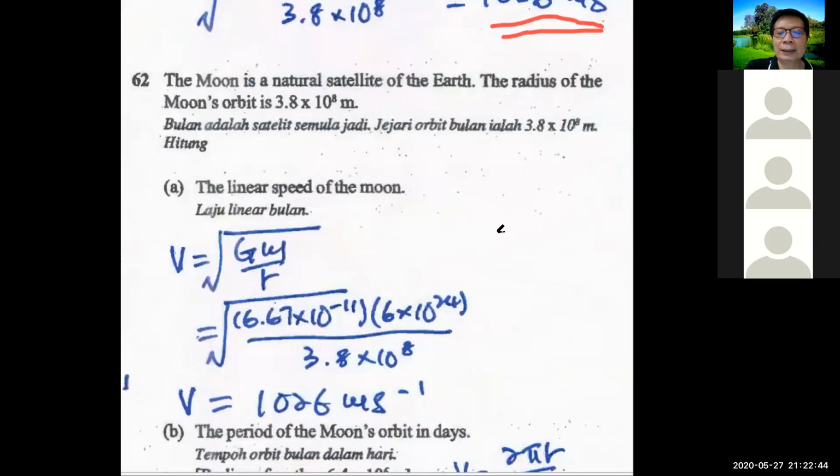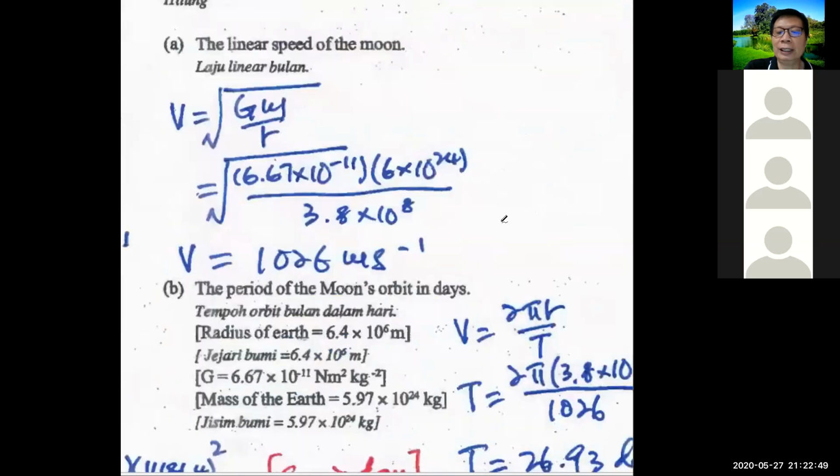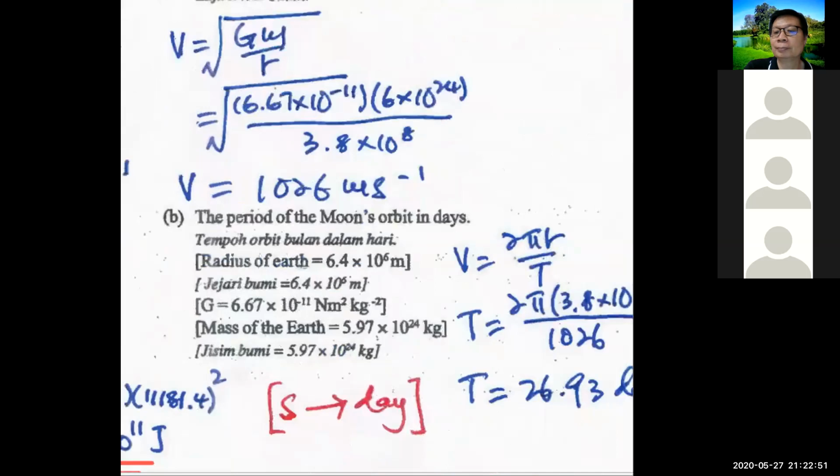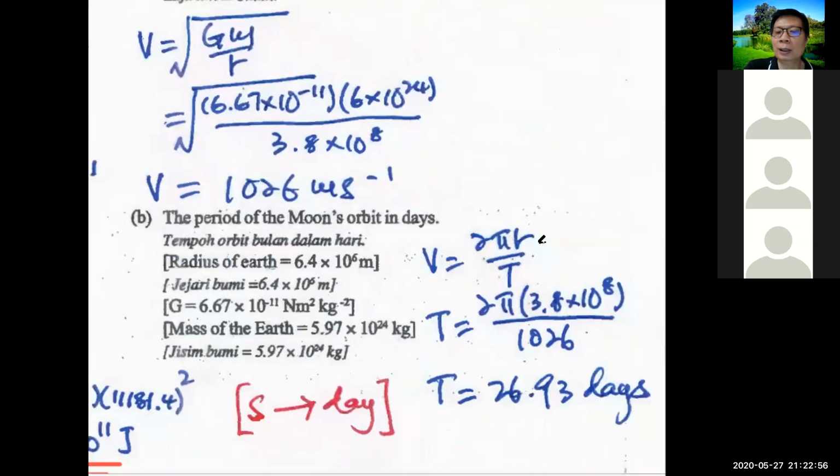And last, the period of the moon, find the period. To find the period, this is the formula: 2 pi r over period. At the beginning of the lesson, I showed you this formula to find the speed. Now you are given the speed, and from the speed you want to find the period. So the formula relating the speed and the period is this formula.